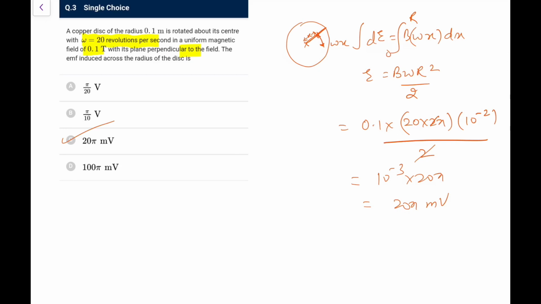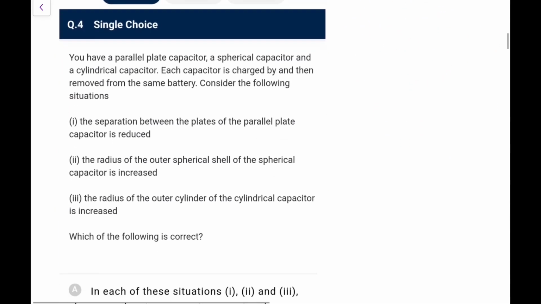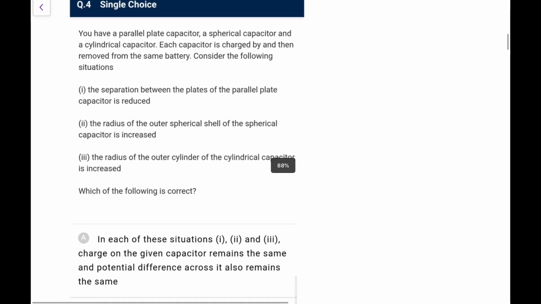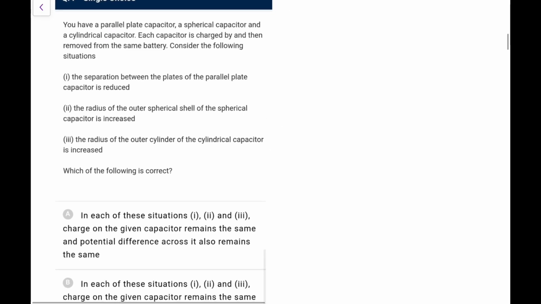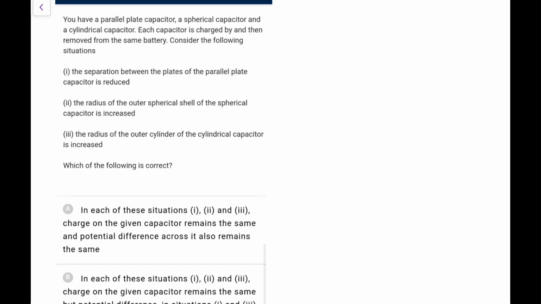So again, not that tough one, you have done such questions. Next, you have a parallel plate capacitor, a spherical and a cylindrical one. It is charged by a battery and then removed from the battery, so the battery is removed, so charge will remain the same. The separation between the plates of the parallel plate capacitor is reduced. Because charge is the same, E remains the same, but the separation is reduced, so potential difference will decrease.